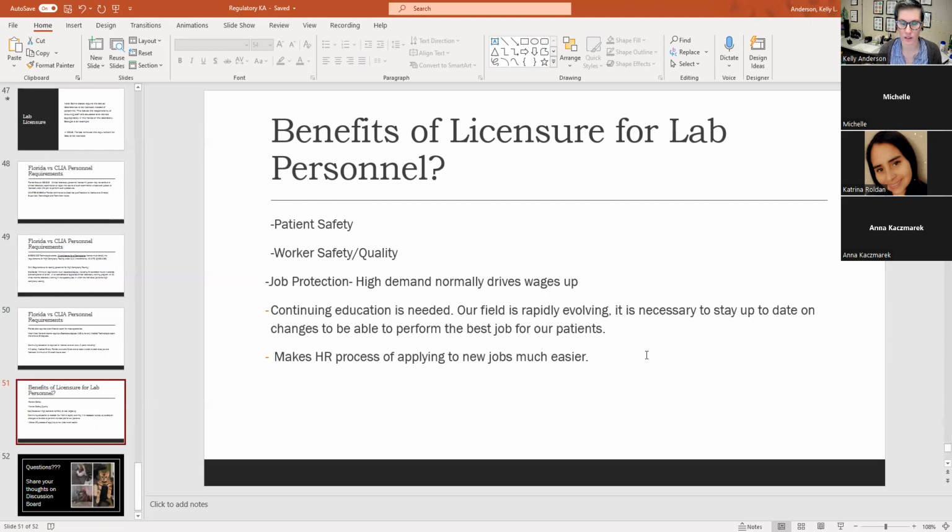One thing, it helps guard patient safety, because you know that if you are performing a lab test, you have the required education and training to do that test. And that all the medical technologists in Florida are quality. You have continuing education.